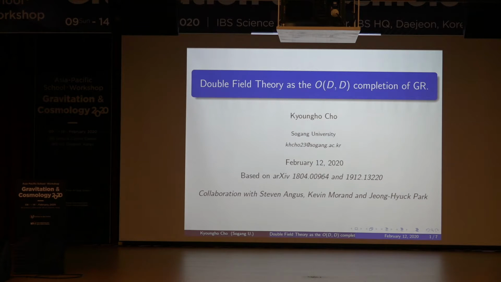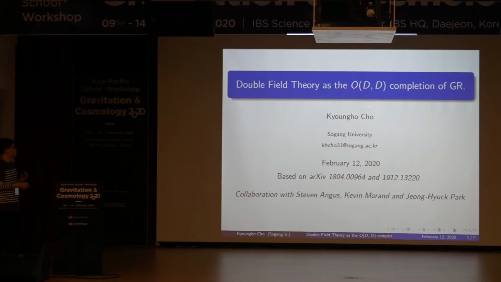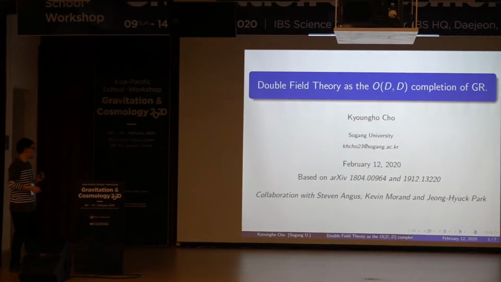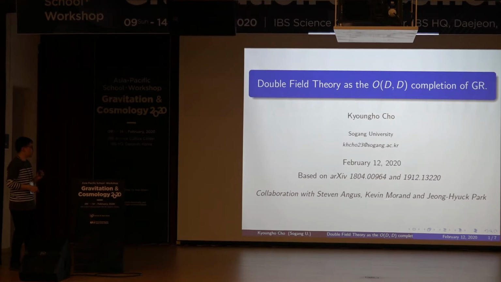Okay. Hello, my name is Gong Cho from Gong University. My poster title is Double Field Theory as the ODD Completion of GR. This work is based on my 2 papers, a collaboration with Stephen Angus, Kevin Morang, and Jung-Hyuk Park at Gong University.